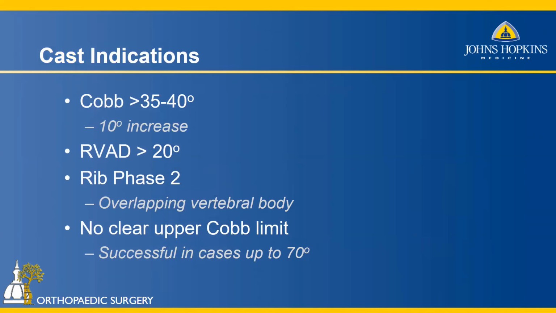So the indications for casting are Cobb greater than about 30 to 40 degrees, RVAD greater than 20, ribs that overlap the vertebral body, and there's really no clear upper Cobb limit. And some people have had successful results even up to 70 degrees, although certainly that's worrisome.